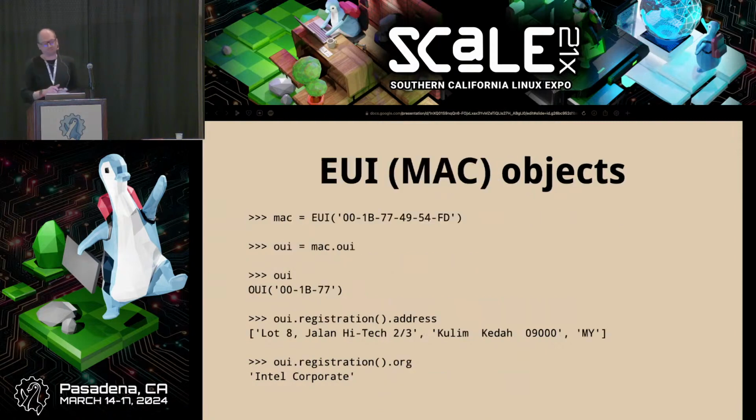More dry stuff. MAC addresses, aka EUI objects. This is another netaddr feature that allows you to parse MAC addresses and get the actual organizationally unique identifier information out of it. That's what OUI is. So, for example, this MAC address starting with 001B77 belongs to Intel. So any MAC address starting with those is manufactured by Intel.